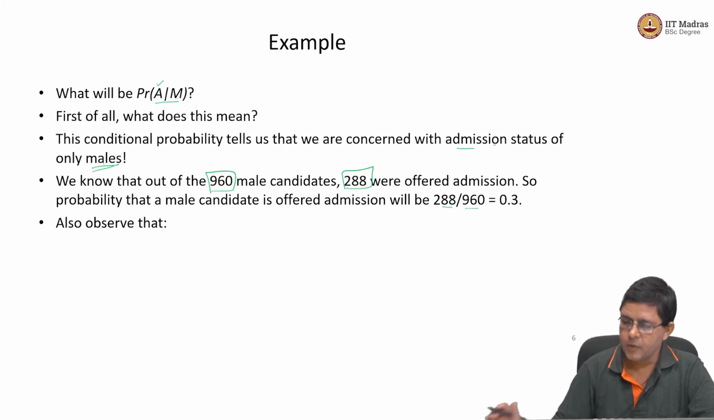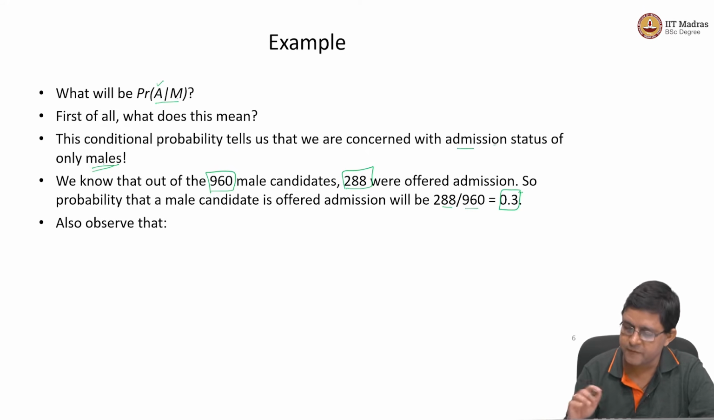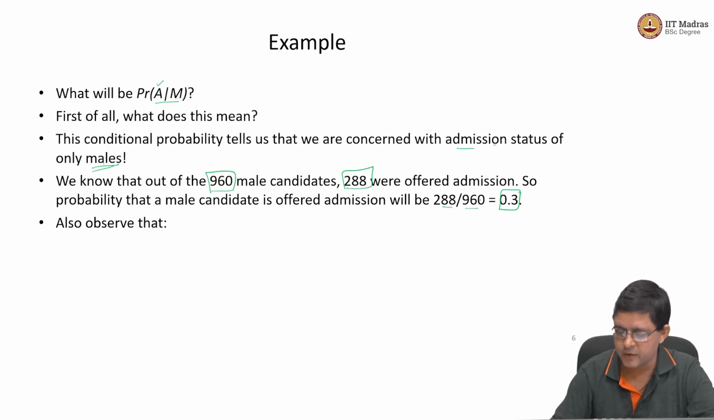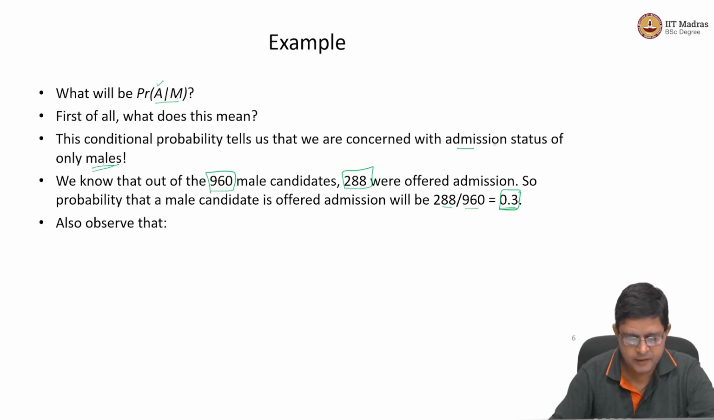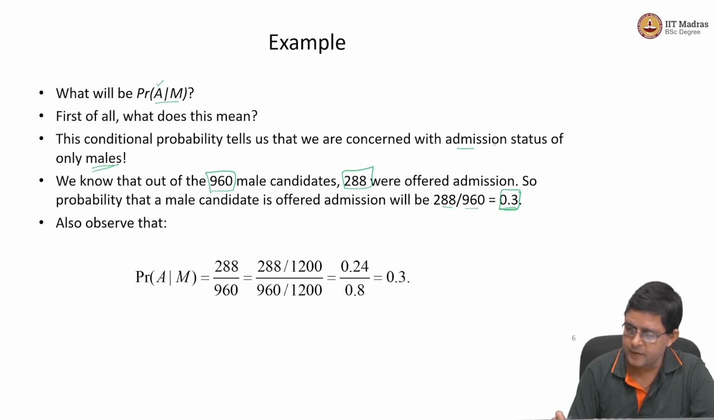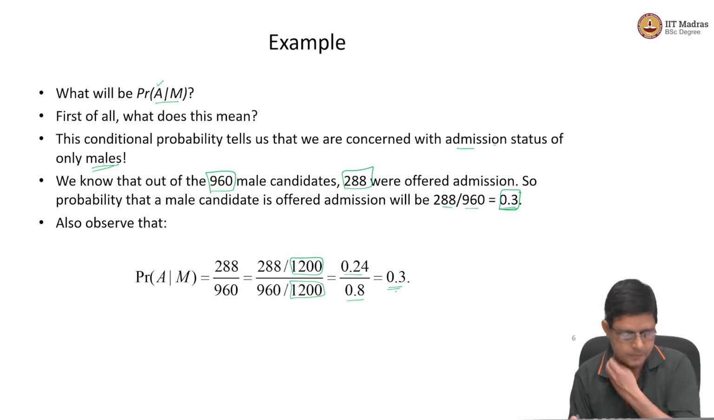Now, how can you also get this 0.3 in different ways? You can get 0.3 as 288 divided by 960. You will also observe that this 0.3 can be obtained in a different way. You divide both numerator and denominator by 1200, and you will get 0.24 in the numerator, 0.8 in the denominator, and you will get back your 0.3.